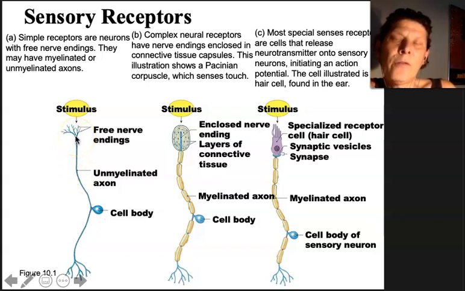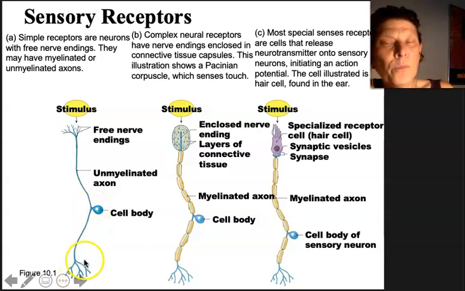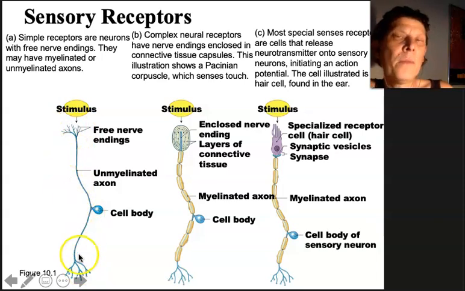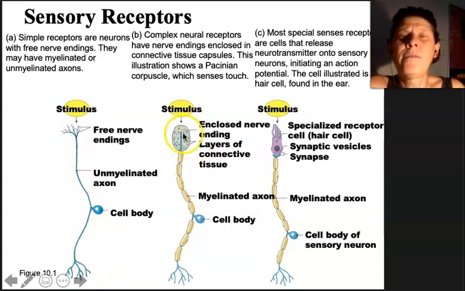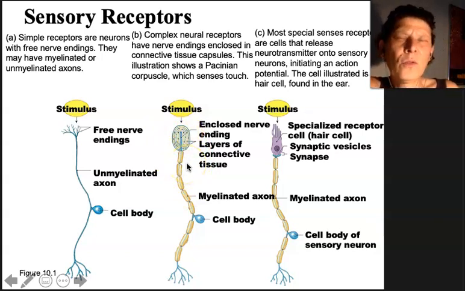The area from the free nerve ending receptor part to the cell body, and from the cell body, most likely to the spinal cord, the axonal terminals will end in the spinal cord. This is usually unmyelinated or very lightly myelinated. Then you have an example here of a little bit more complex neural receptor, where the nerve endings are encapsulated with layers of connective tissue.